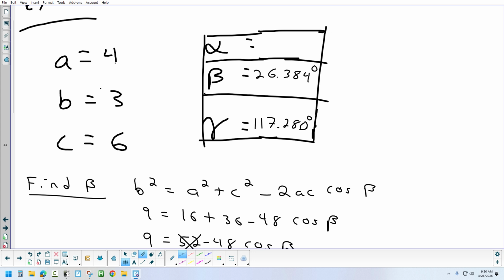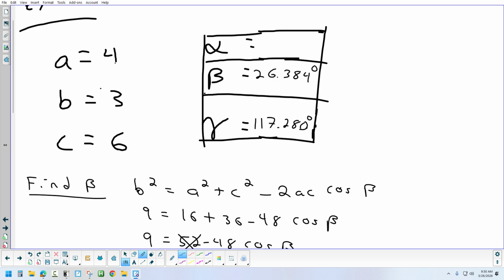Now, if I wanted the best chance of getting alpha correct and not relying on anything that I've already done, I would do this a third time. I could do law of cosines one more time. I wouldn't need anything that I've calculated. I would just use the 3 sides that I was given, and it would start out with a squared.